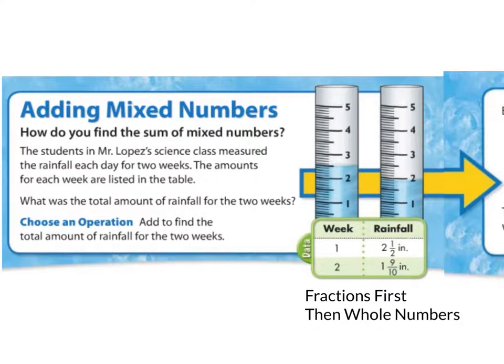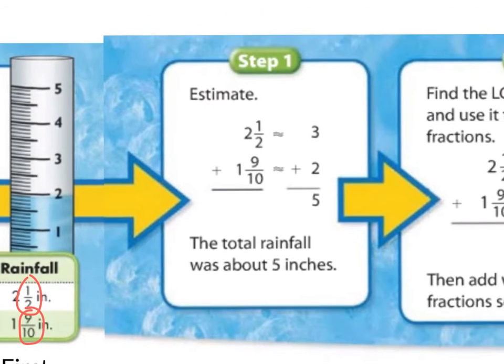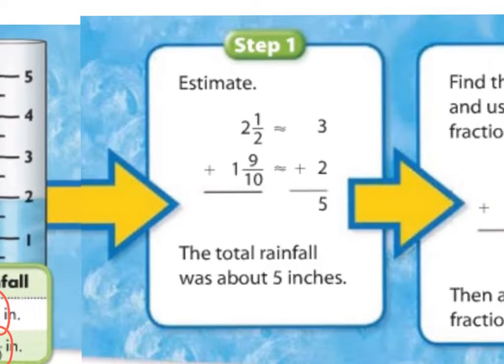The order that we're going to go today is we're going to add the fractions first, meaning 1/2 and 9/10, and then we're going to add the whole numbers to our answer. I remember that because they both start with F. Alright, so step 1, we just want to make sure that we're going to get about the right answer. 2 and 1/2, we know that would be 2.5, that's about 3. 1 and 9/10 is closer to 2. So our answer should be around 5.